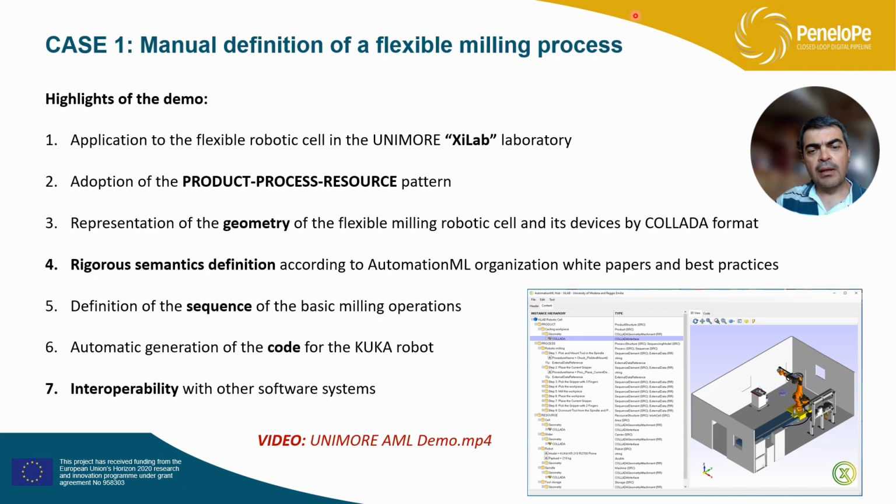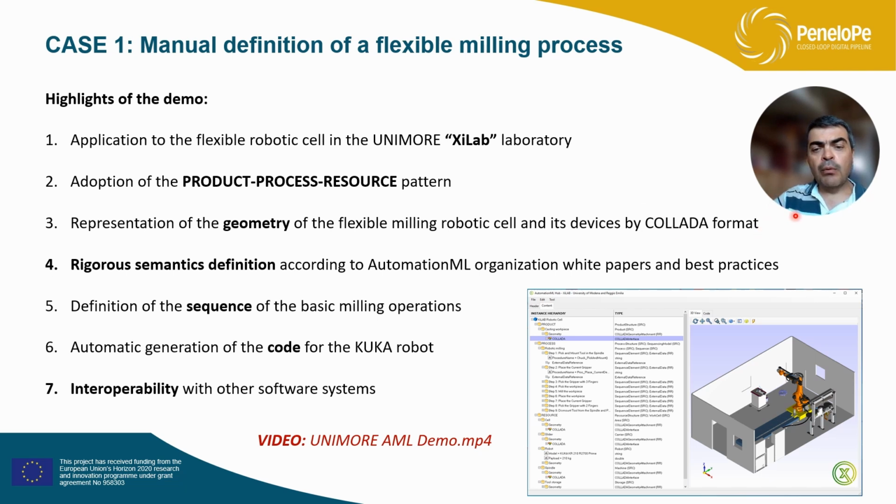So we developed the functionalities to describe all this data, all this information in the AutomationML Lab to be then stored in an AutomationML file. So the idea is to represent the whole system adopting the product process resource pattern, the well-known pattern, in order to accommodate all the information connected to the automation system, and to represent the geometry of the devices present in the cell and used for the application, leveraging, of course, the Collada format.